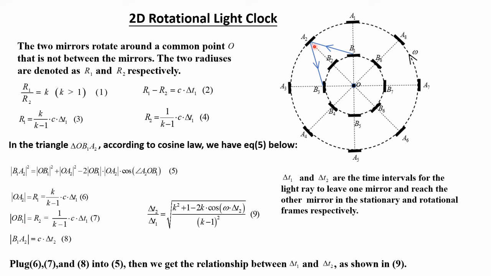B1A2 is the path for the photon to leave one mirror at B1 and reach the other mirror at A2 in the rotational frame. Plug 6, 7, and 8 into 5, and we can get the relationship between delta T1 and delta T2. This relationship is shown in equation 9 here.